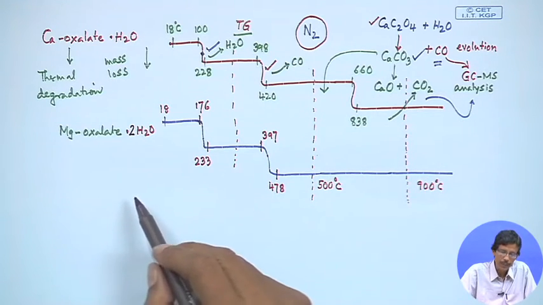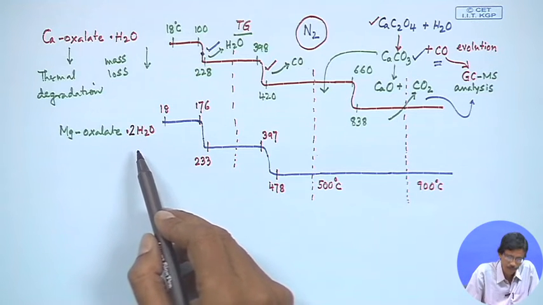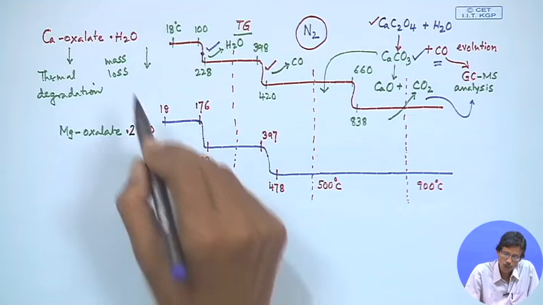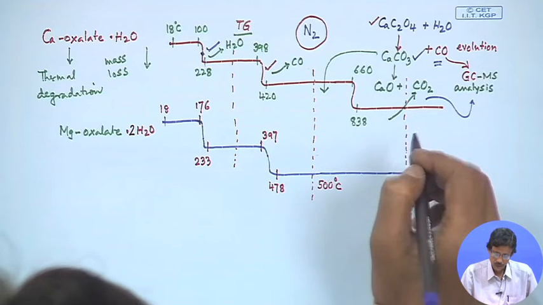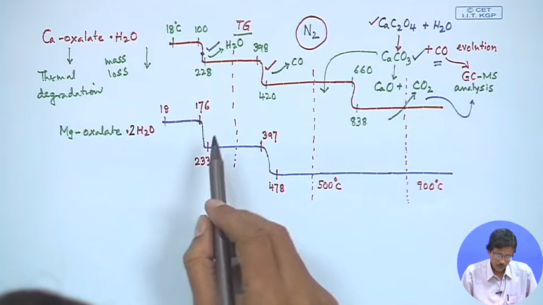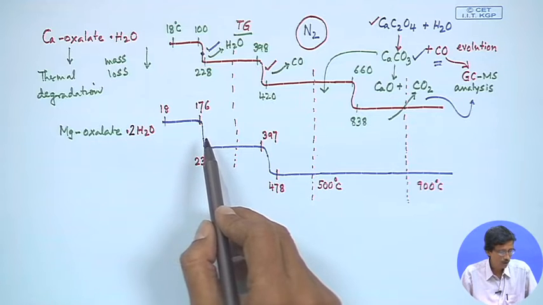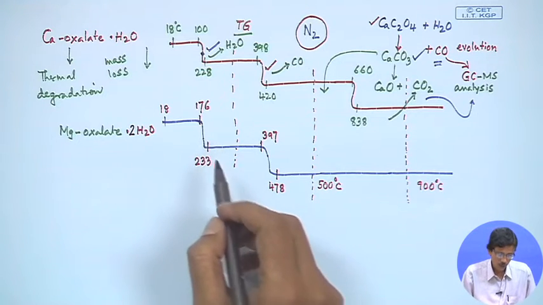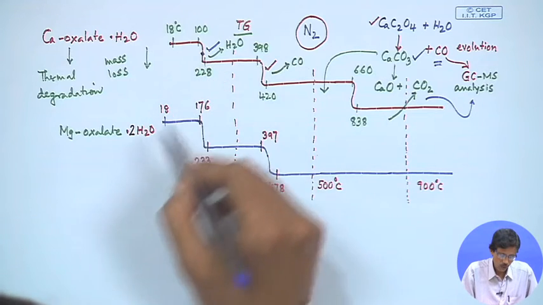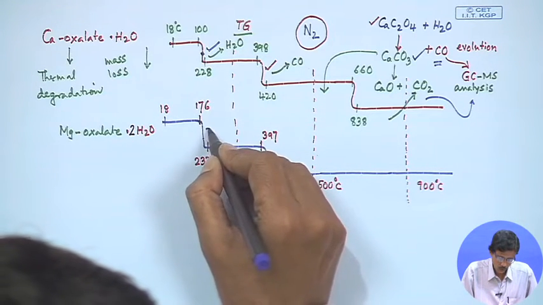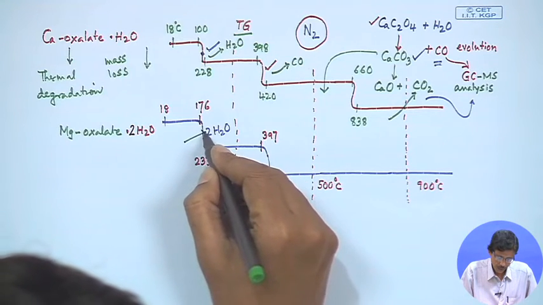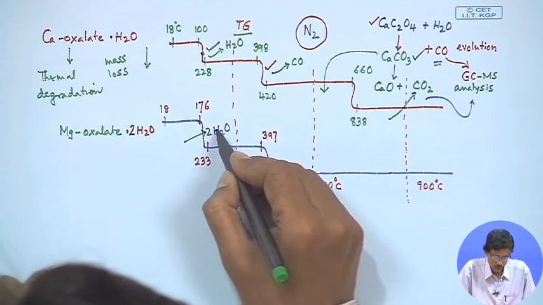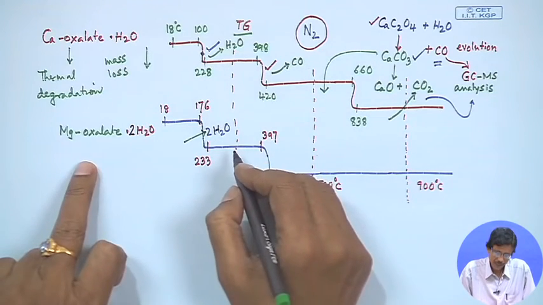So, what will happen now to magnesium oxalate dihydrate? Now, once you know this very minutely for calcium oxalate, we can see what we find here for magnesium oxalate. Immediately we know the elimination of these two water molecules. So, 2H2O will be eliminated at this particular step, and the corresponding anhydrous magnesium oxalate will be forming over here.